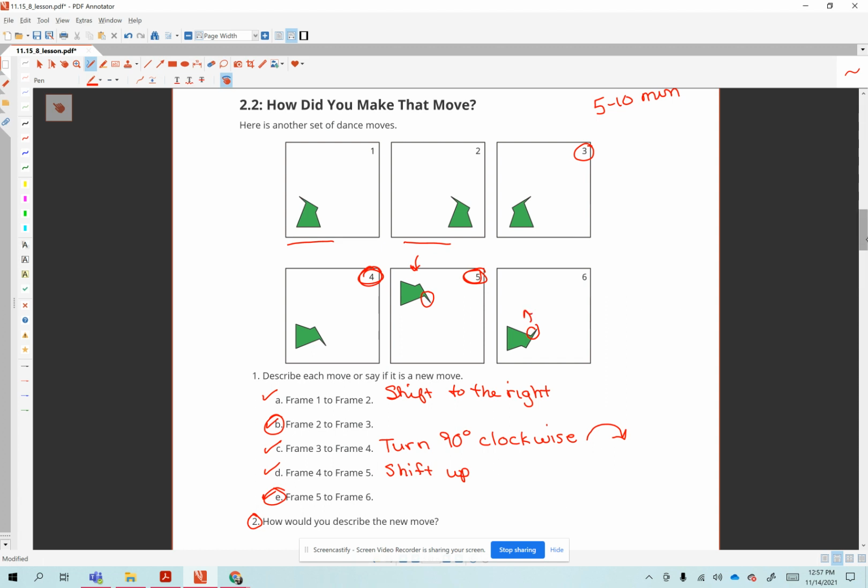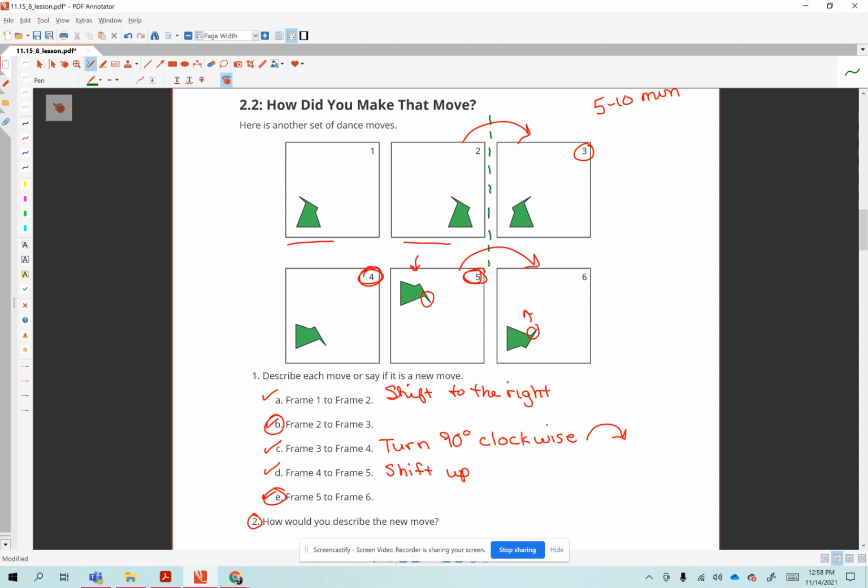So how would you describe this new move, the one from frame 2 to 3 and from frame 5 to 6? Take a minute and think about that. It's really easy to see in 2 and 3. Let me get a new color here. Imagine that where I've made this dotted line, we've placed a mirror.